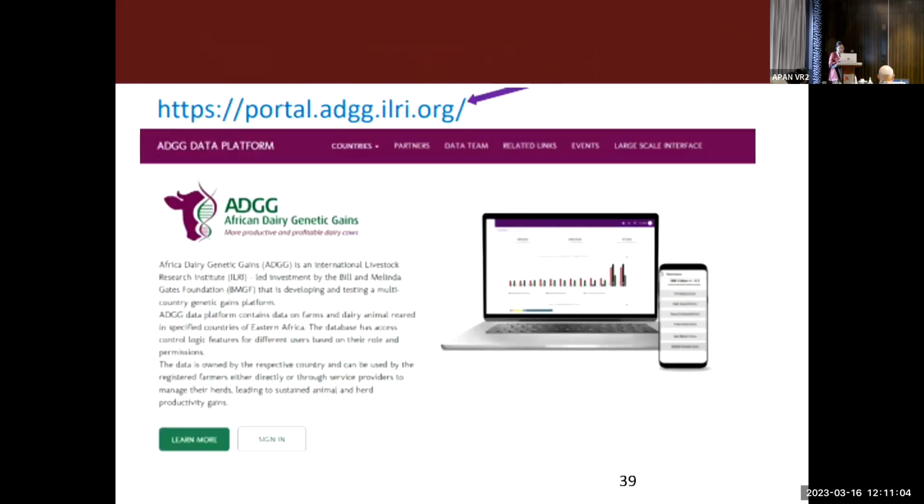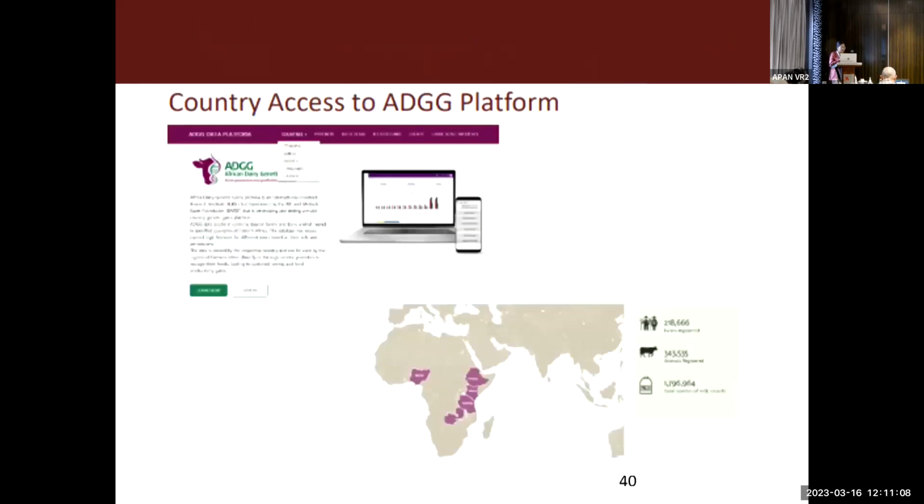So this is the portal that we use while collecting the data. If you want to access the platform, if you are Nepali, all the livestock people can go to this platform. But if you are on the team, then you can access all the countries involved in this program.